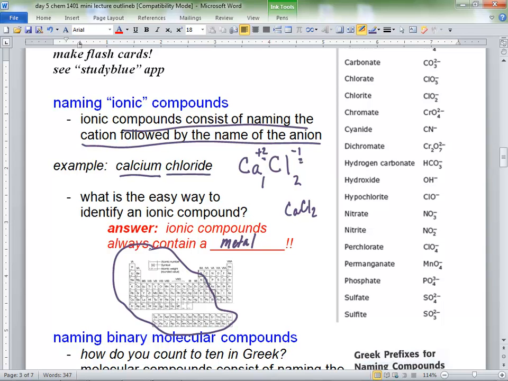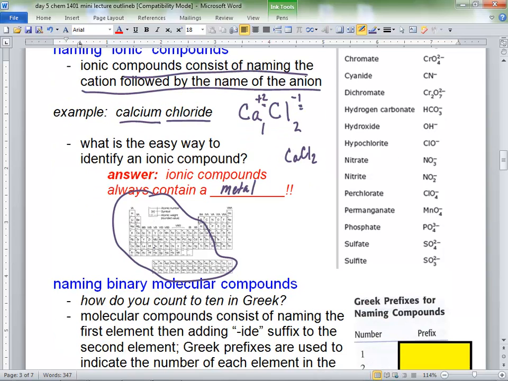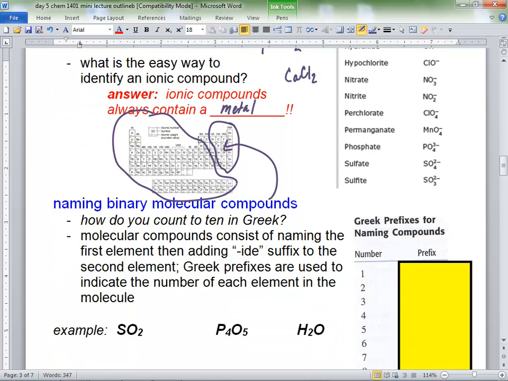Okay. There's only one other game in town, and that's naming molecular compounds. There's no metal present. All you have are 2 nonmetals stuck together. How do you name it? Well, how do you count to 10 in Greek? That's what we're going to have to do.